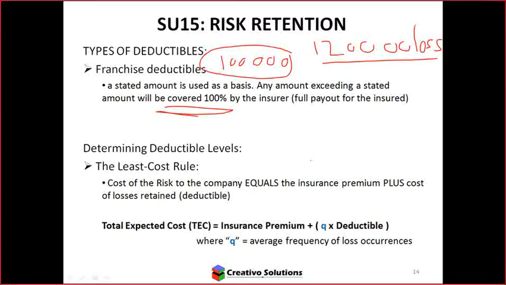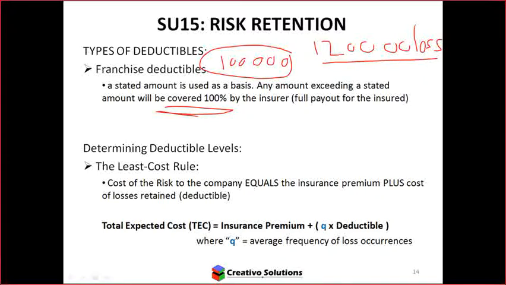Right, then you have determined the deductible levels. This is just a least cost rule. What are we going to be considering? The option that reduces the risk the most. So the least cost rule: cost of risk to a company equals the insurance premium plus cost of loss retained, the deductible. That's your total expected cost.